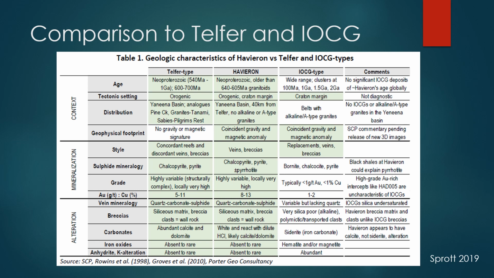It's worth pointing out that we've got this breccia class and wall rock, quartz carbonate sulfide veins, vein and breccia style mineralization, and a lack of iron oxides. It does say absent to rare anhydrite and potassium alteration, although from further reading there is potassium alteration present in both systems. But this table shows that what we're dealing with at Havieron is a Telfer style mineral deposit, which by and large is an intrusion related deposit.